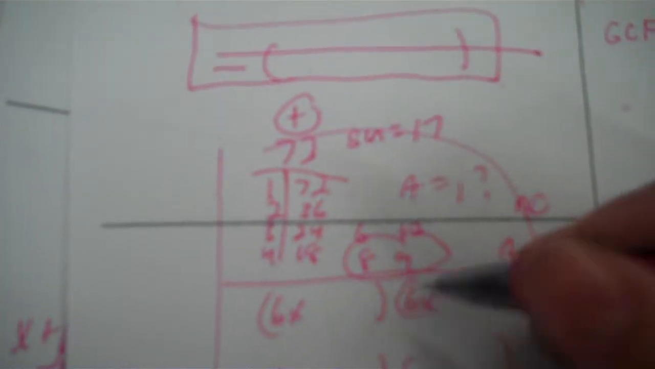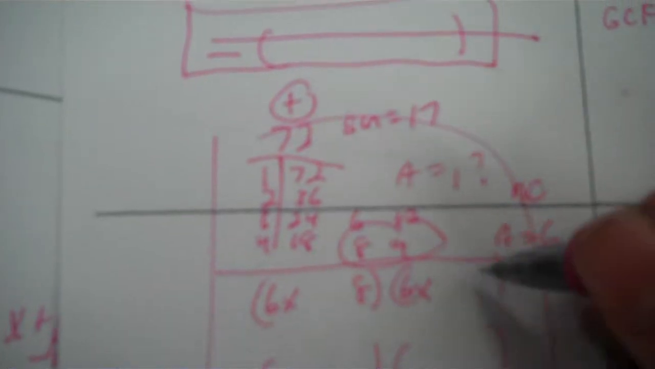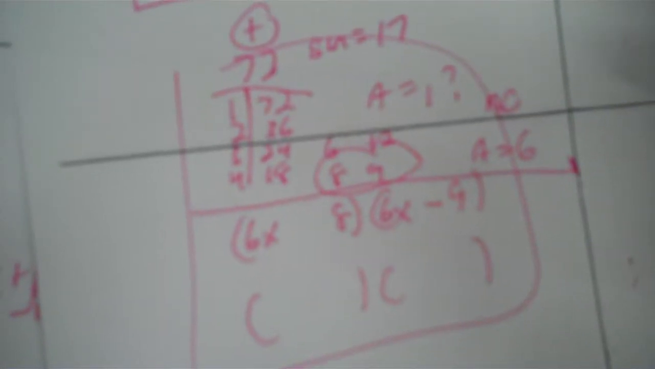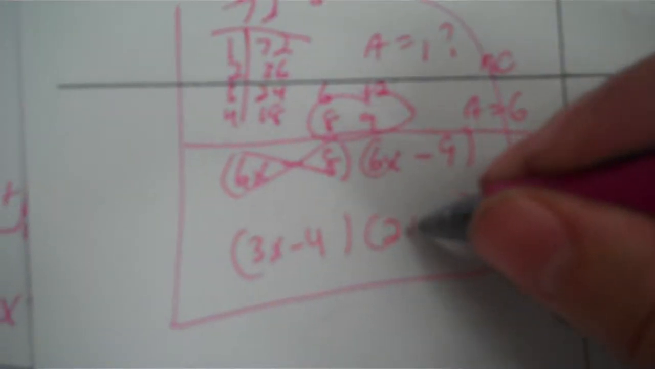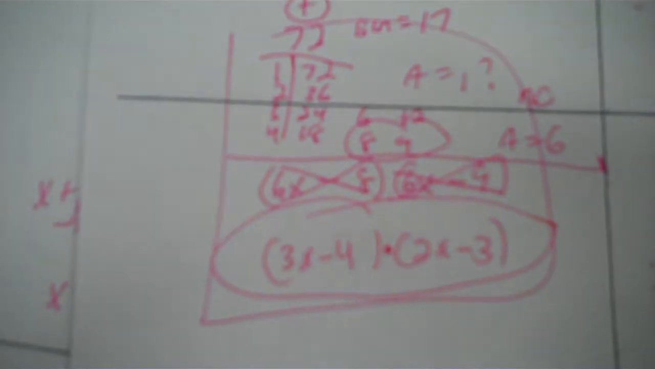Now we want to place the 6 in front of both my x's, and then we're going to go with 8 and 9, okay? So I have a minus 17, so I have to have minus 9, okay? Sum means they're the same, and then we can divide that by 2, and that's 3x minus 4. Divide that by 3, that's 2x minus 3. Okay, I didn't have a GCF, so that's my answer, 3x minus 4 times 2x minus 3.